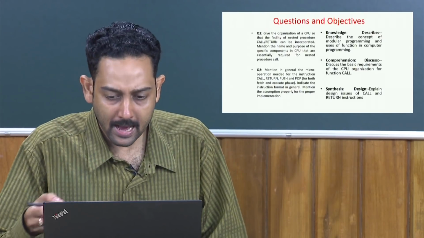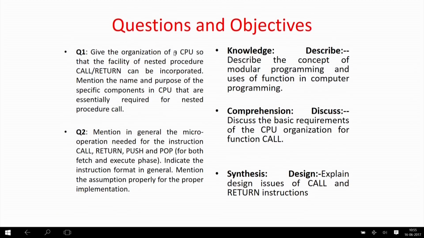Before we close down, let us see one or two simple questions. Given the organization of a CPU, for a nested procedure, how can call and return be incorporated? Mention the name and purpose of several of the hardware elements required to do this. If you are able to answer this question, it will suffice for the objectives: describe the concept of modular programming, discuss the basic requirements of CPU design, and discuss in detail the issues of call and return instructions, because when you solve this problem, you will be able to justify these objectives.